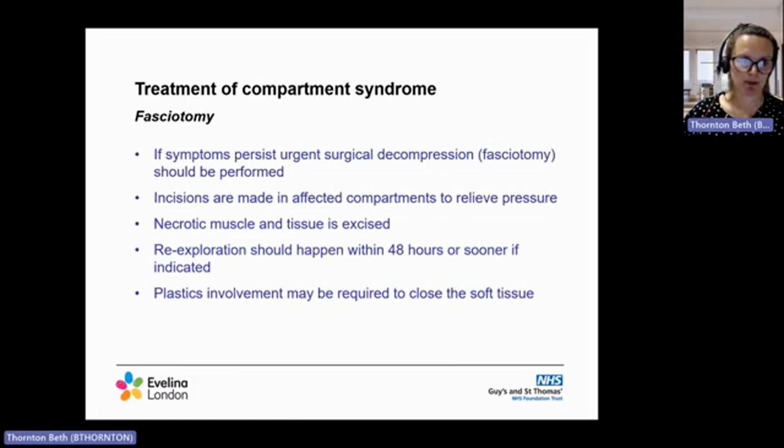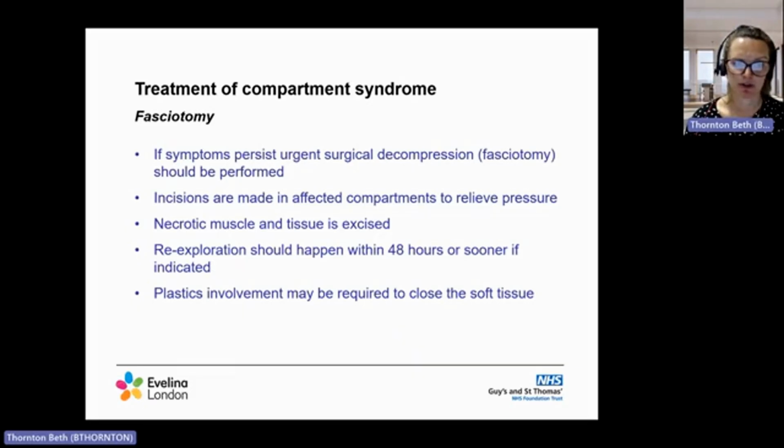So the treatment for compartment syndrome, if confirmed, is to have an urgent surgical decompression known as a fasciotomy. So incisions are made in the affected compartment to relieve pressure. So they need to cut through the skin, fat and muscle layers into the fascia and to actually open the fascia. So we were saying earlier that the fascia is a rigid structure, so it doesn't allow for much expansion when there's increased pressure. So if you cut it, it helps to relieve the pressure within the compartment.